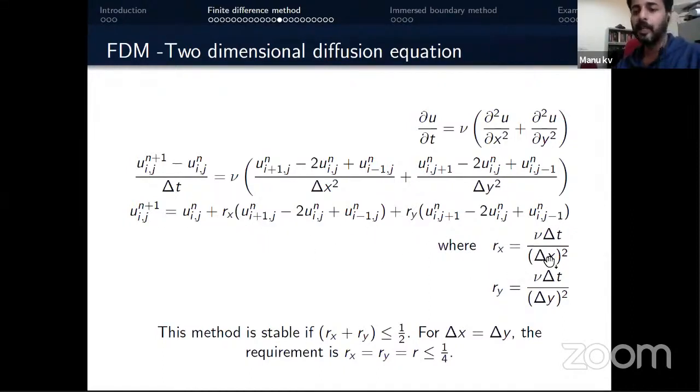There are two important combinations of time step and spatial discretization: nu delta t by delta x square and nu delta t by delta y square. In this case also you can see the method is only stable for very low values of rx plus ry. From stability analysis, for delta x equal to delta y, the requirement is that r should be less than 1 by 4. If r is higher than 1 by 4, the code will blow.